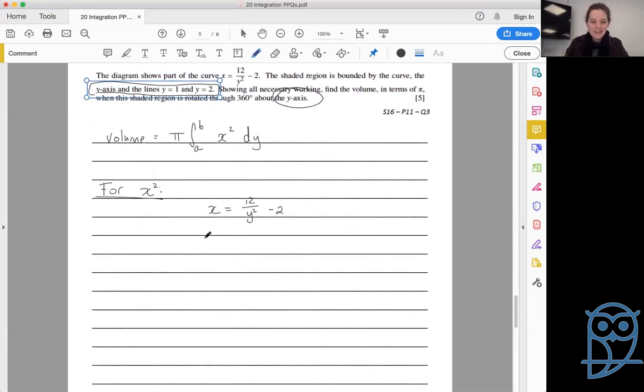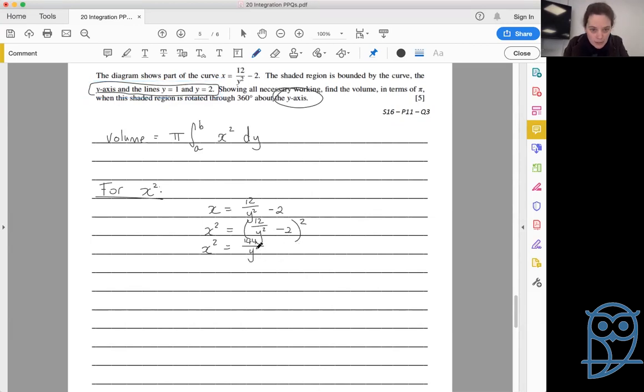Algebra, my darlings. Your algebra means x squared, laws of exponents, laws of equations: 12 over y squared minus 2, all squared. And this is where it so often falls apart for the volume calculations. It is all squared. You must square that whole entire side. So if we do so, we get x squared equals 12 over y squared times 12 over y squared. So 144 over y to the 4.